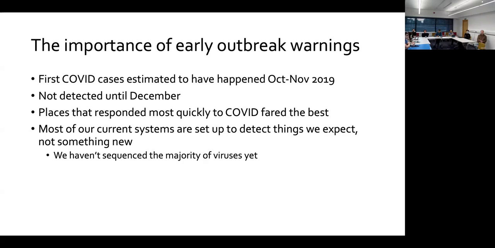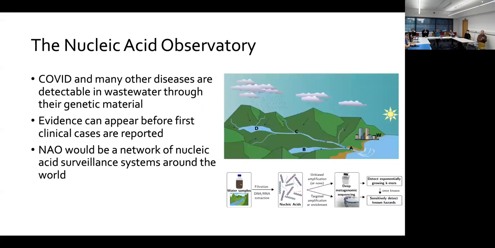At the moment, a lot of our surveillance systems for detecting outbreaks of infectious diseases rely on looking for something that we already know about, like a flu outbreak or a cholera outbreak. We're not very good at detecting something that's completely new because we don't know what we're looking for. This is particularly worrying because the majority of viruses that are out there in the world have never been sequenced before. We've only sequenced a tiny fraction. So if we were going to do some sort of genomic surveillance for the next pandemic, we wouldn't really have any idea what we were looking for.